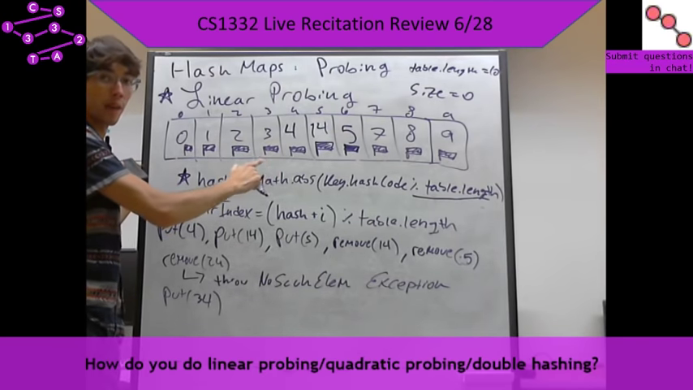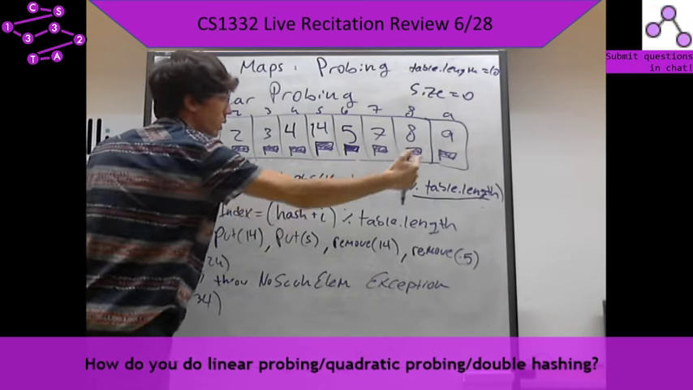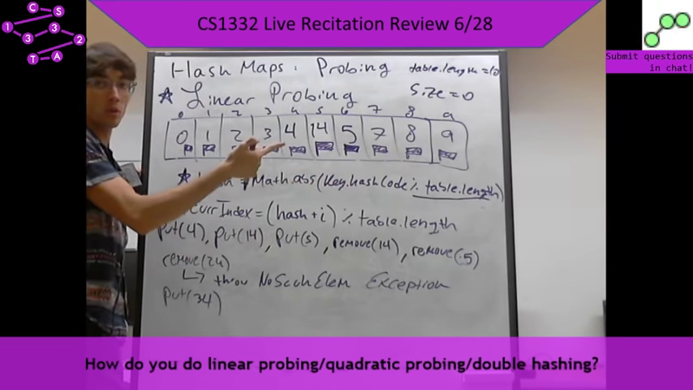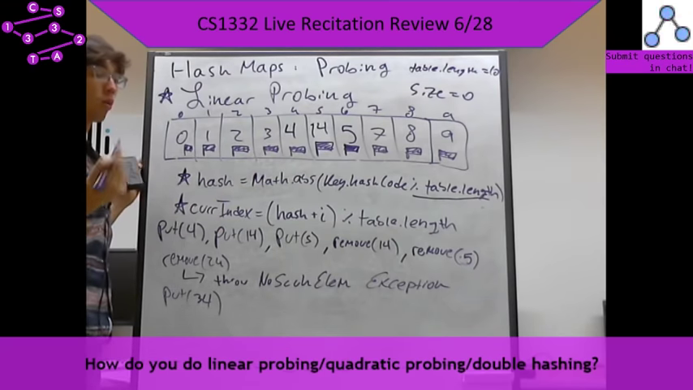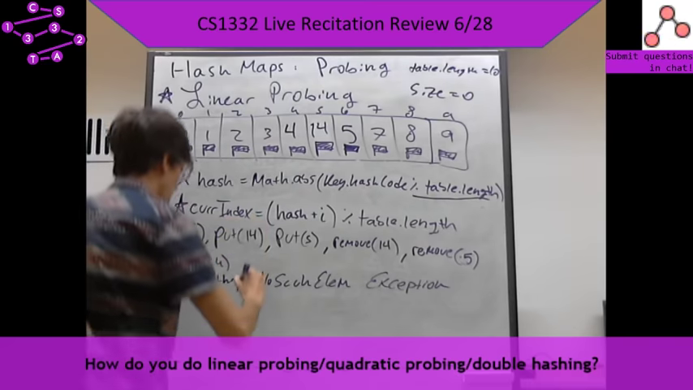And notice that if you only had null be a terminating condition for your search, you would endlessly probe. This would be an endless loop, right? So what's our other stopping condition? It's if we probe table.length times.